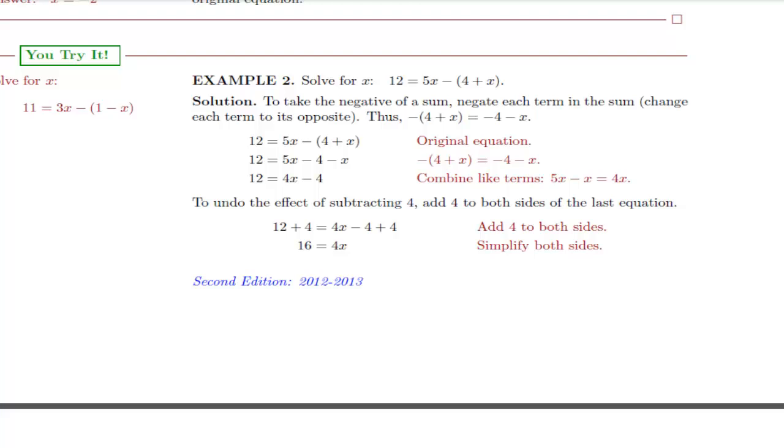Example 2. Solve for x in the equation 12 equals 5x minus 4 plus x. Solution. To take the negative of a sum, negate each term in the sum, change each term to its opposite. Thus -4 plus x equals -4 minus x. So the original equation becomes 12 equals 5x minus 4 minus x. Then, combining like terms, 5x minus x is 4x, so we get 12 equals 4x minus 4.